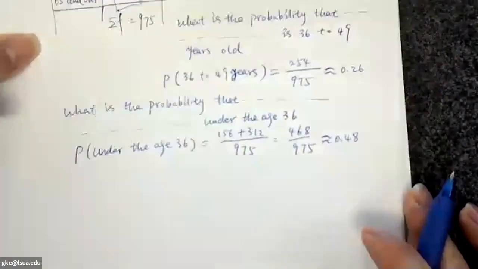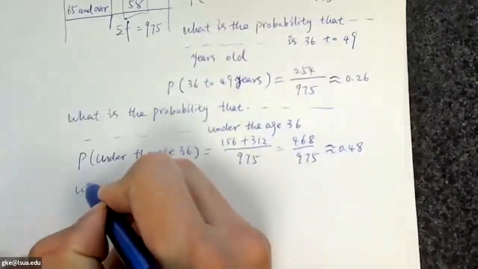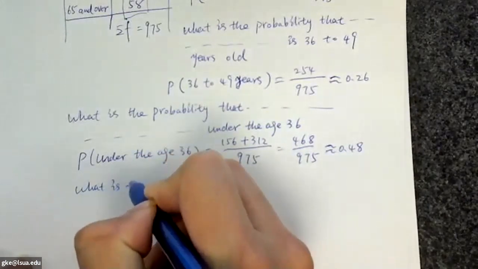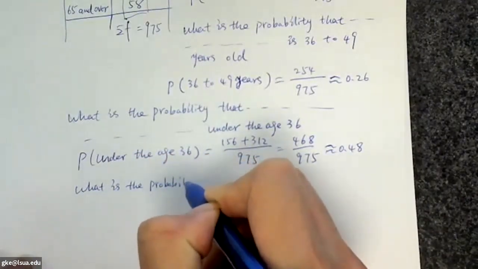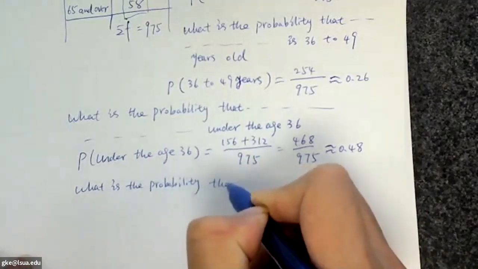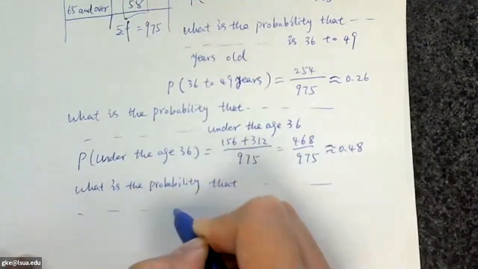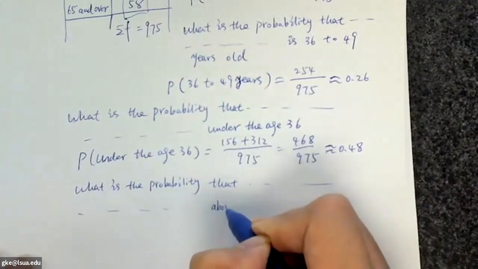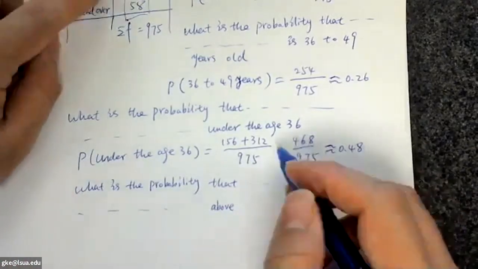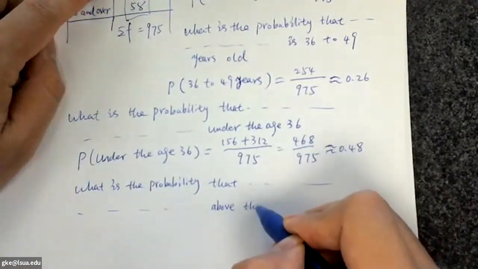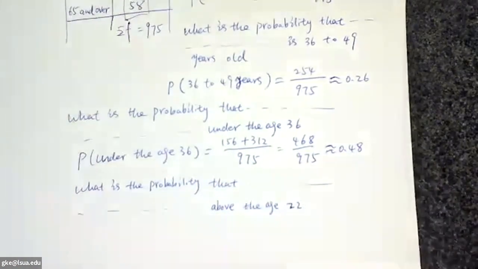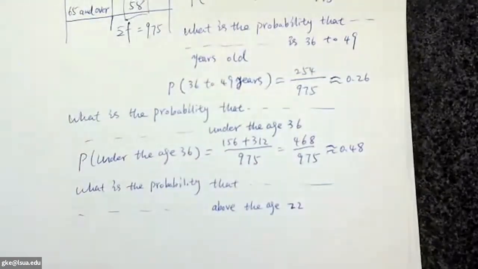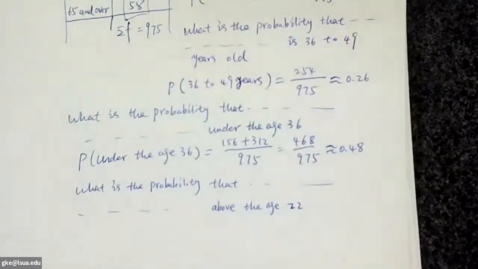Okay, now the last one. What is the probability that the age is above 22? Oh, I'll try this one, okay?